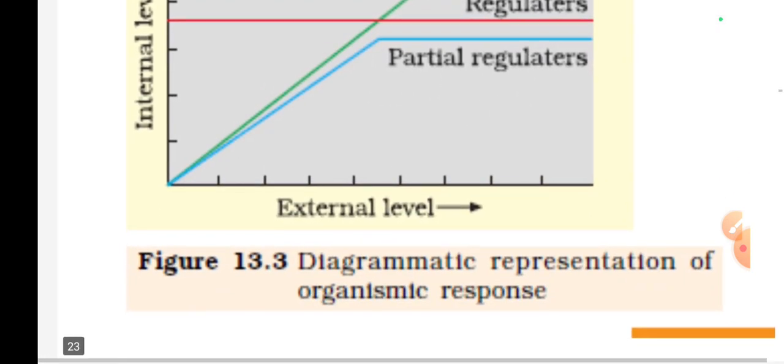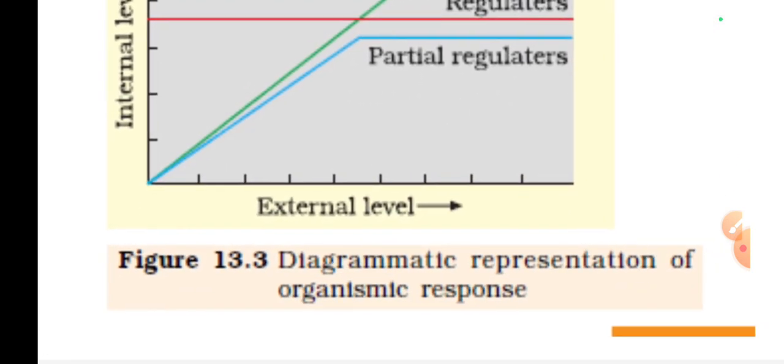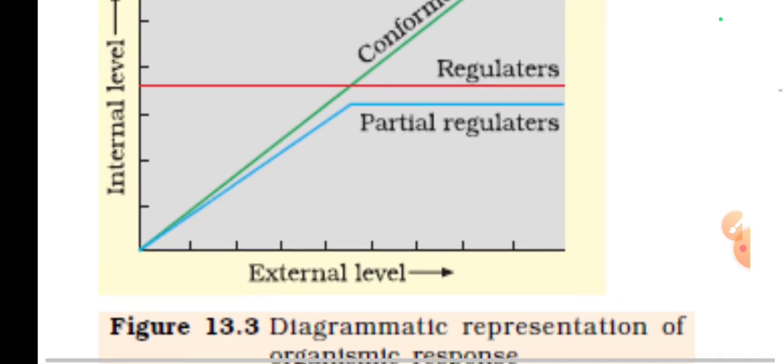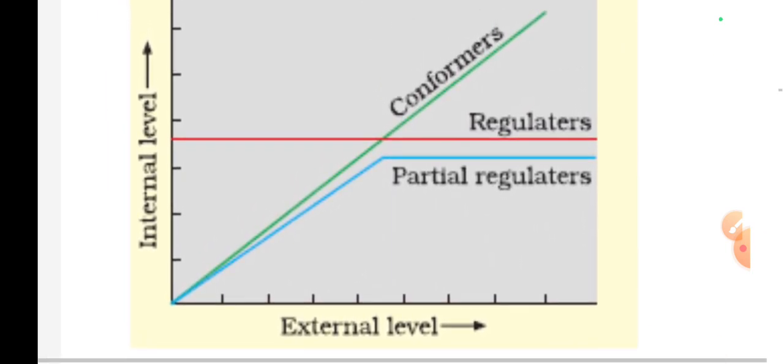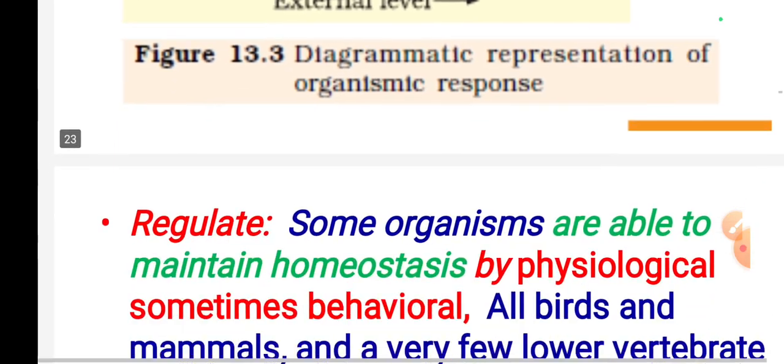Okay, then this is a diagrammatic representation of organism response, internal level versus external level. Whatever the graph shows, a straight growing line in green color, those are conformers, a stable line in red, those are regulators, and a slightly bending line, that's partial regulators.